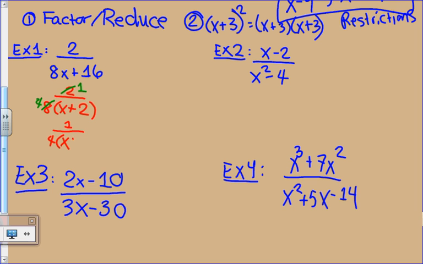A lot of times I find I don't want to distribute it back. I want to leave it like this, because later on we can do lots more stuff with it like this. So this is the first part of our answer. And then what's super important is what can x not equal? Negative 2. So you're going to write next to it, x cannot equal negative 2. There's all of it.